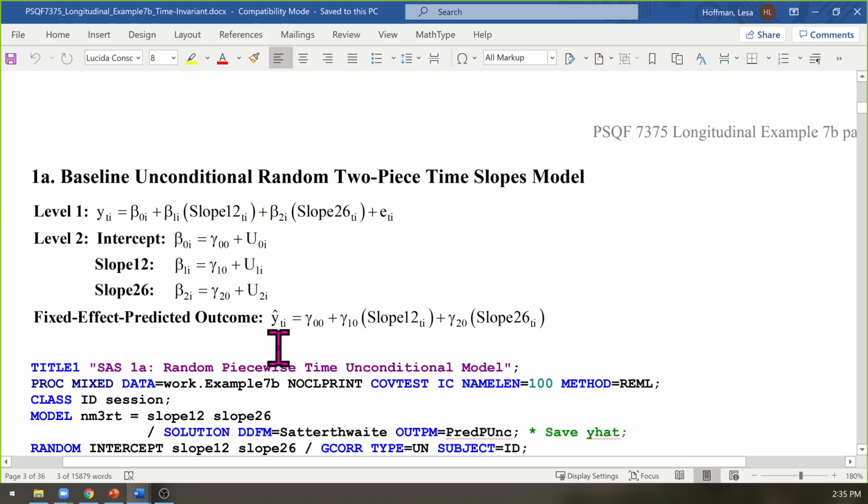And then I wrote out how one would compute a model predicted outcome using only the fixed effects. So y hat is a function of the fixed intercept, the fixed slope 1, 2, and the fixed slope 2, 6. Everybody would have the exact same predicted values in this model because everybody has the same 6 possible sessions. Okay, with me so far?